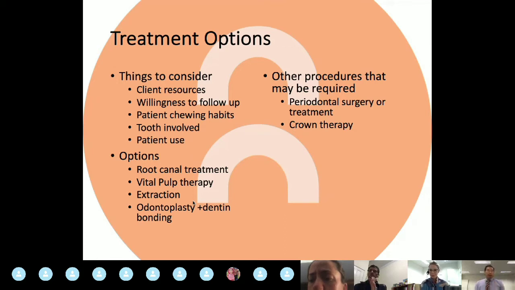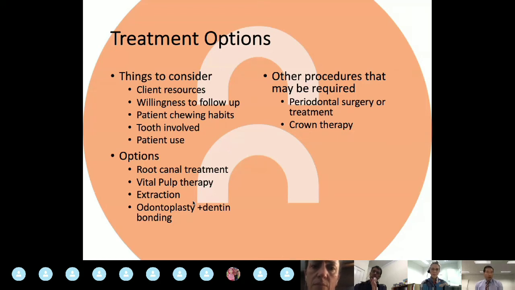So let's talk about treatment options, and there are a couple of things that we should consider. We should consider client resources. Can they afford the treatment options that we are recommending, either from a financial point of view or from a need for multiple anesthetics? Is the patient a stable patient under anesthesia? Are the clients willing to follow up in terms of follow-up radiographs, for example?